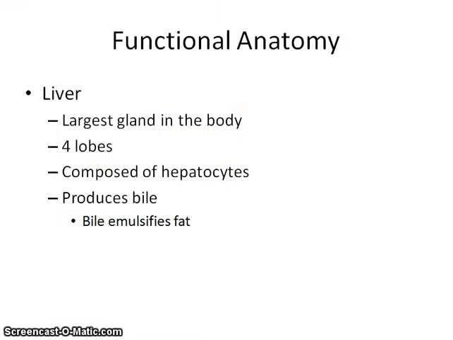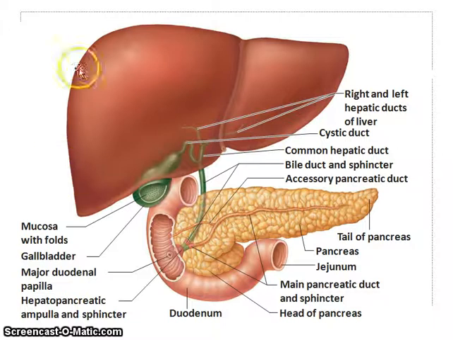All right, also in this area we have the liver. There's 4 lobes to your liver. It produces bile, and that's the most important part when we're talking about the digestive system. The bile is going to help break down fat. Remember that fats are also called lipids. So this big organ, looks kind of triangular, is responsible for releasing bile.